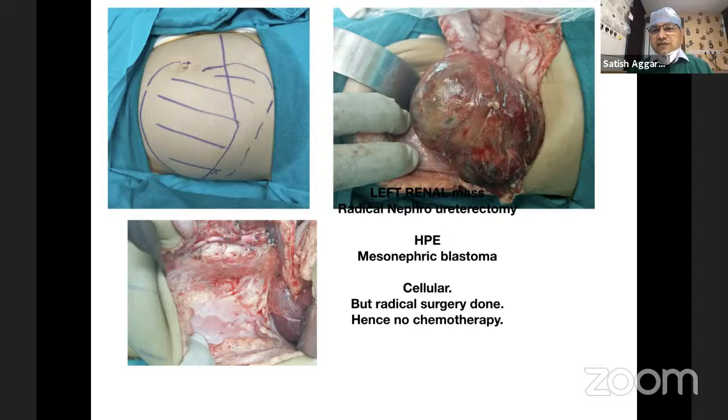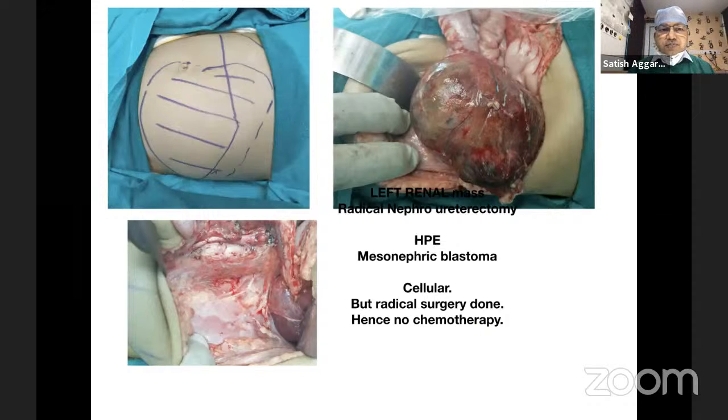This was an infant. Now the differential diagnosis of a flank mass which is solid in an infant, the most common one is congenital mesoblastic nephroma. And if you do a complete excision, radical nephrectomy, then it can be curative without the need for any chemotherapy. And this is what we did.